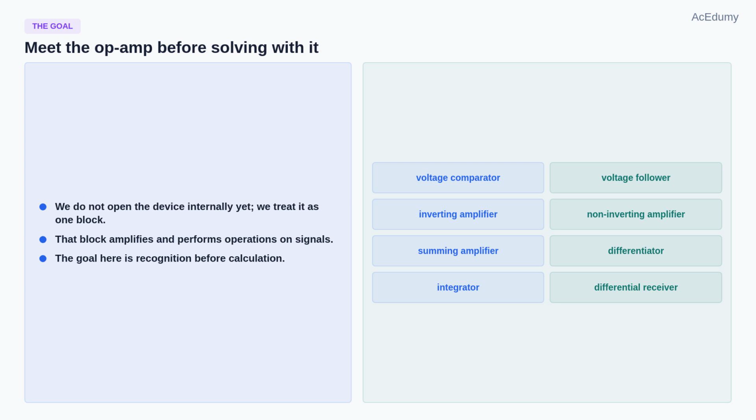In this lesson, the goal is not to solve a long numerical problem yet. The goal is to meet the operational amplifier, or op-amp, and understand what kind of circuit element it represents. An op-amp is built from many transistors, resistors, capacitors, and diodes, but in circuit theory, we usually treat it as one block. That block can be used for comparison, voltage following, inverting amplification, non-inverting amplification, summing, differentiation, integration, and many other operations. So the name operational amplifier is literal. It is an amplifier used to perform operations on signals.